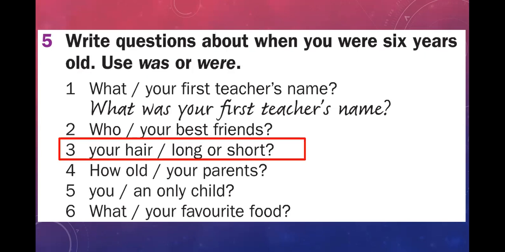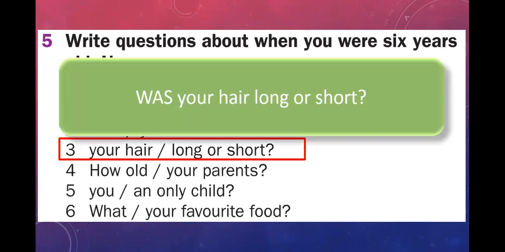Number three, your hair, long or short. The subject is your hair. Okay, this can be represented with it. So with it, we're going to use the form was. And there we have it. Was your hair long or short? Okay, the subject is your hair. Remember that.